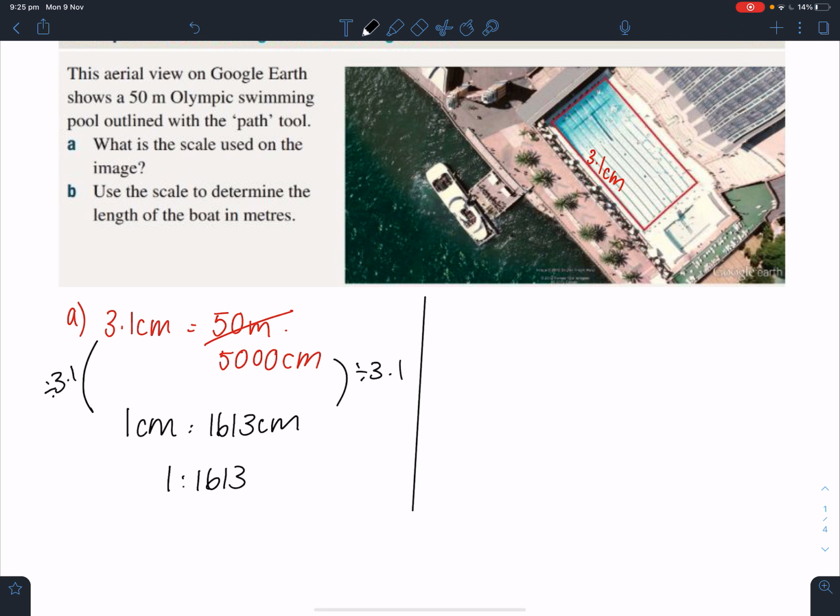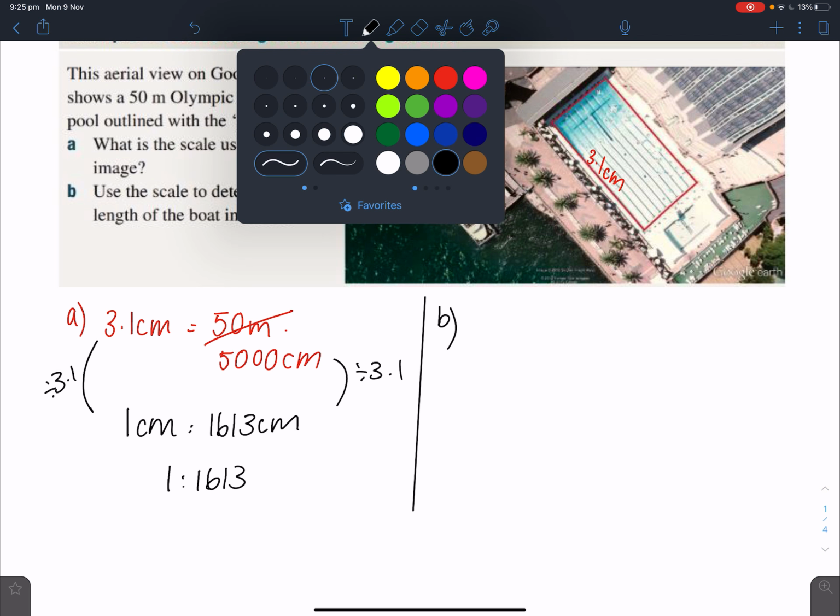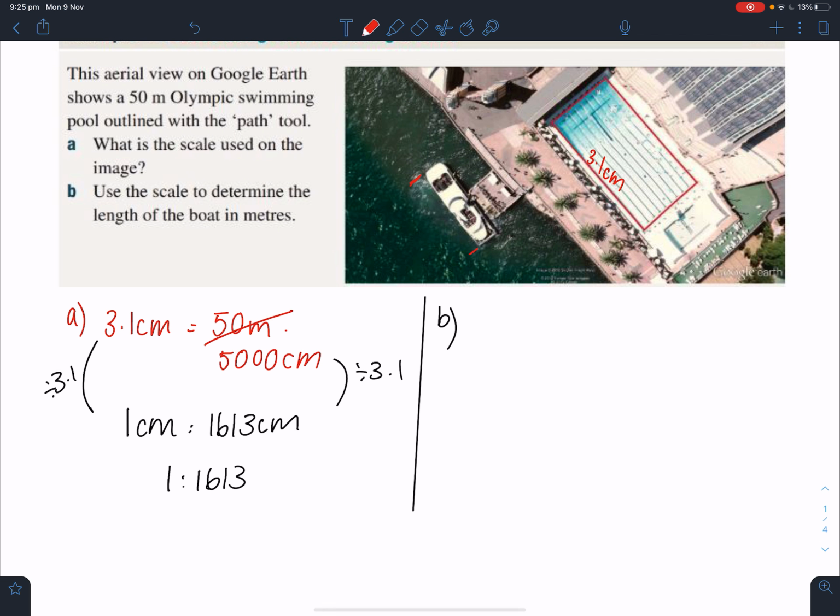Question B says use the scale to determine the length of the boat in meters. If I measure this boat on the page, it's exactly 2 centimeters. I've got 1 centimeter as my scale to 1613 centimeters. On the paper, it's 2 centimeters. So to get from there to there, I multiplied by 2. So I need to multiply this by 2.